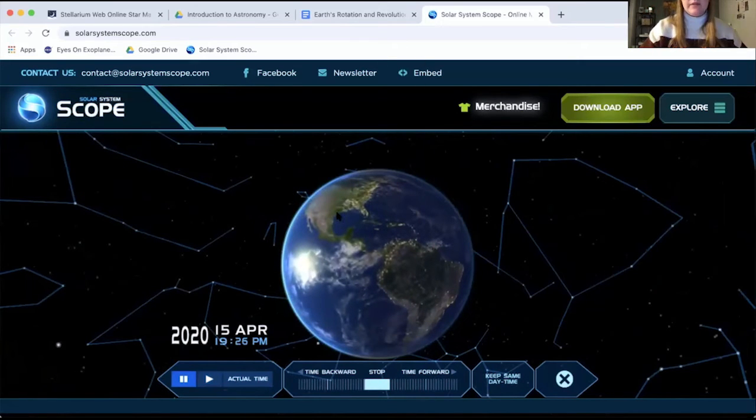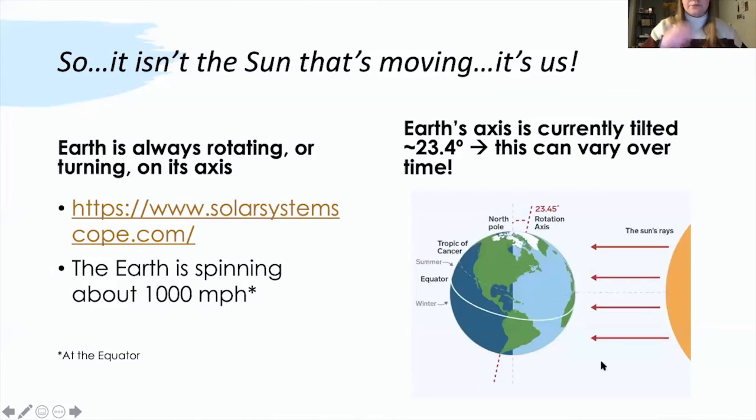Going back to the PowerPoint. So as I said, the tilt is about 23.4 degrees. This varies over time. Because the tilt of Earth causes seasons, it depends on which part of the Earth is receiving more direct sunlight. That'll be talked about in another class probably. But because of the tilt, it can vary between about 24, 25 degrees and 21 degrees.